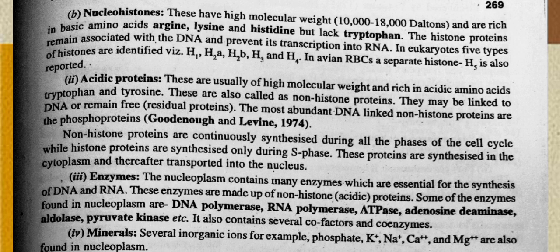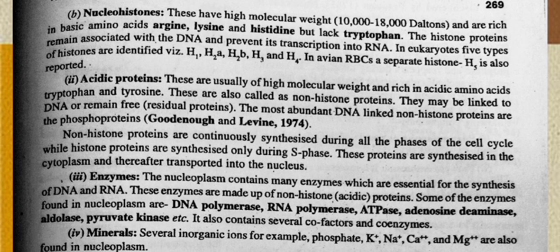In eukaryotes, 5 types of histones are identified as H1, H2A, H2B, H3 and H4. In RBCs, a separate histone H5 is also reported. Next is the acidic proteins. These are usually of high molecular weight and rich in acidic amino acids, tryptophan and tyrosine. These are also called non-histone proteins. They may be linked to DNA or remain free in nucleoplasm.